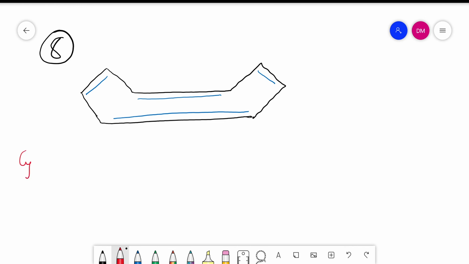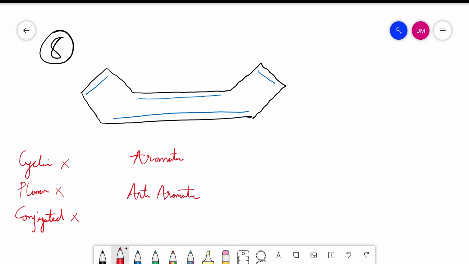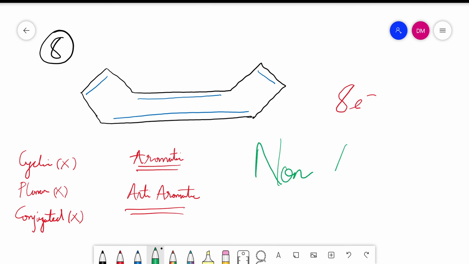Can you see this structure as cyclic? No. Can you see this structure is planar? No. Can you see is this structure conjugated one? No. So as it is not satisfying the conditions of aromatic as well as anti-aromatic, so what it will be? I know it has 1, 2, 3, 4, 5, 6, 7, 8 electrons. You can say that it has 8 electrons. But as it is not cyclic, not planar, not conjugated, so it is not satisfying aromatic as well as anti-aromatic. So this is non-aromatic.